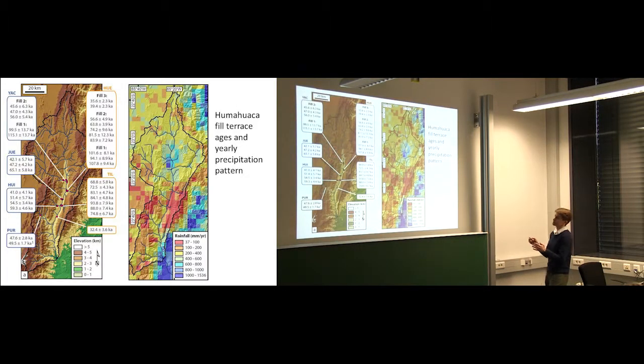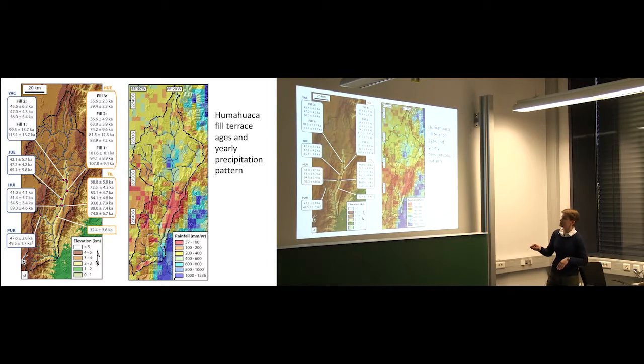All right, so let's look in a little more detail at the Humahuaca Basin. Right, so here, this black line is showing the outline of that drainage basin. These little magenta colored circles are showing the location of the filled terraces. And these are essentially right at the outlets of these different tributary valleys. All of the OSL dates are shown around the edges here.